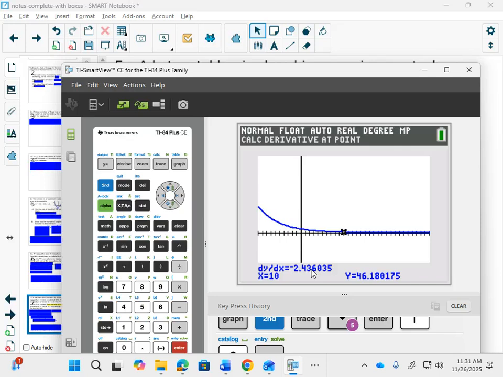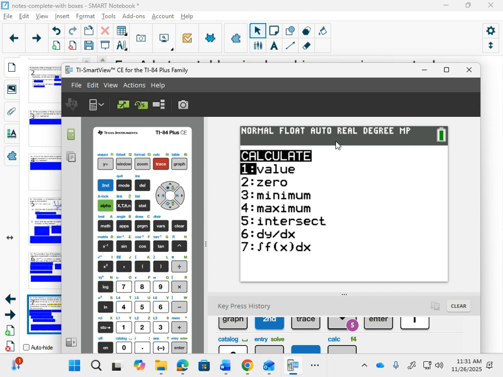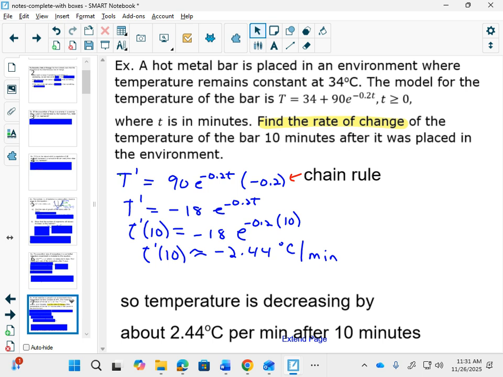Yeah. So that's kind of nice there as well. So if you have it in the graph, yes, second calculate shows you all the different things you can do. And we have the derivative there as well.